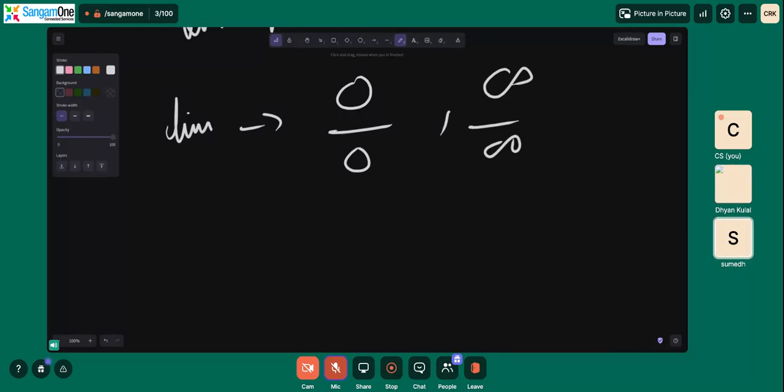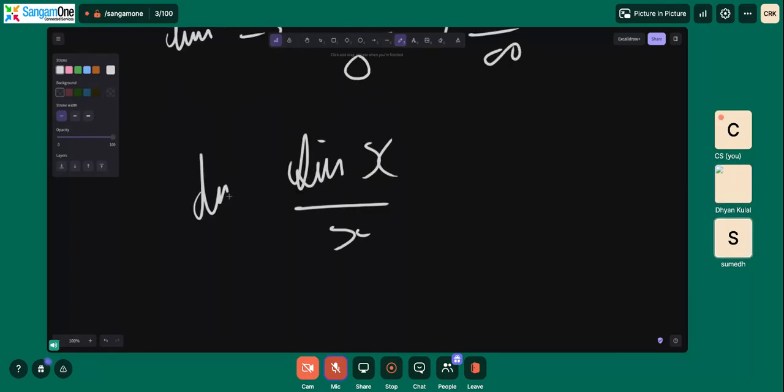Let us try to solve for sin x. I am given a question, limit x tends to 0 of sin x by x. Now what happens if I directly apply x equal to 0? It is 0 by sin 0, which is 0 by 0.